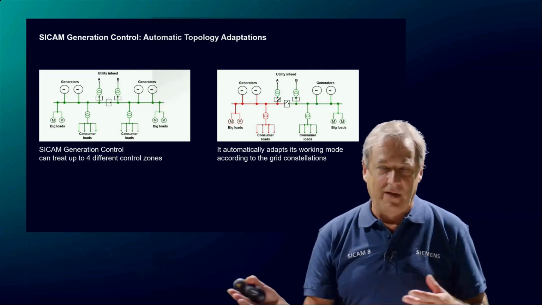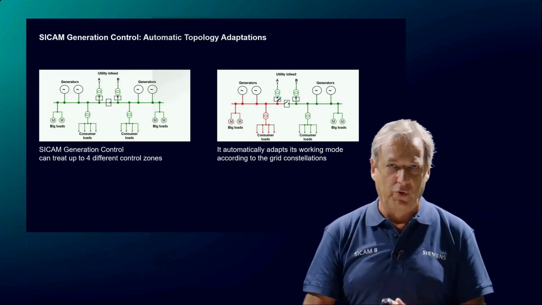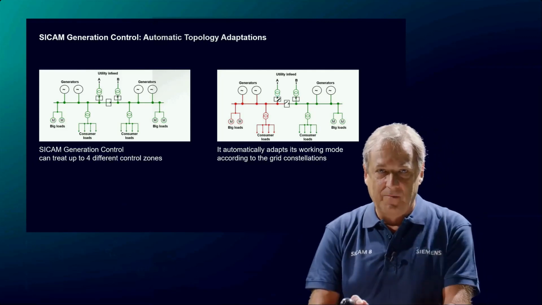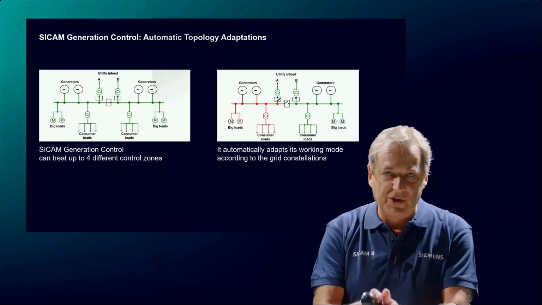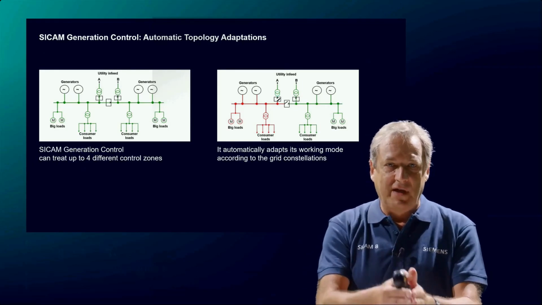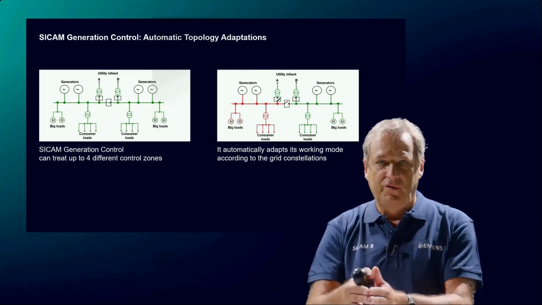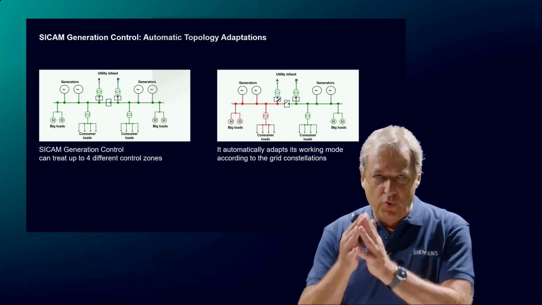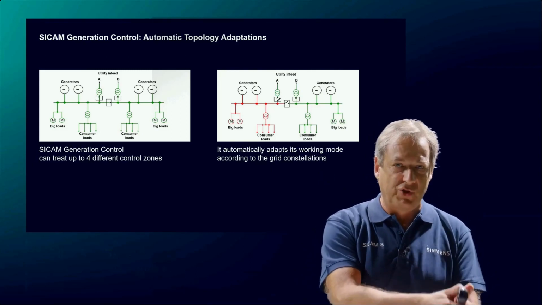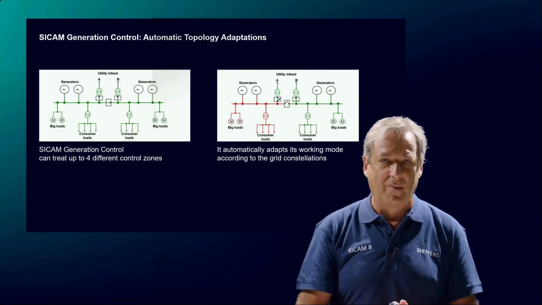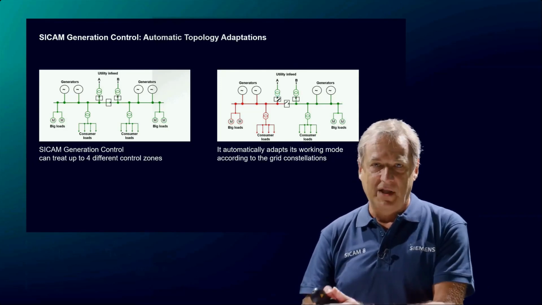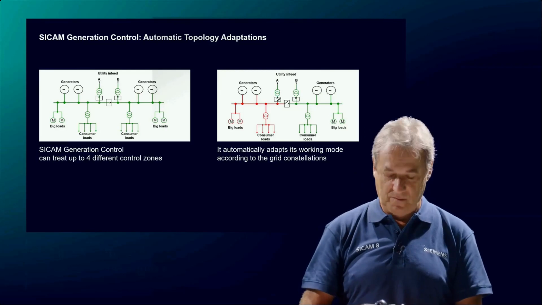And you might ask yourself, why is this function so important? For example, imagine that during the night shift, the connection to the public grid is interrupted. If SICAM generation control would not feature this function, then the poor operator, this poor guy, would need not only to check the cause of the problem, but at the same time, he would also need to adapt the settings of the generation control system.